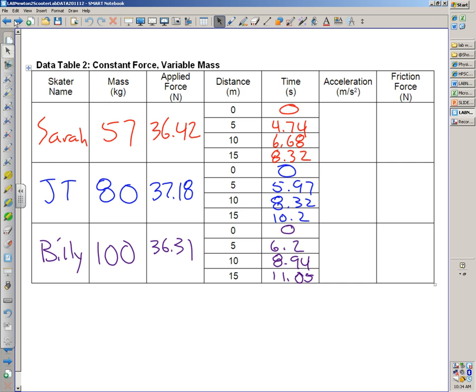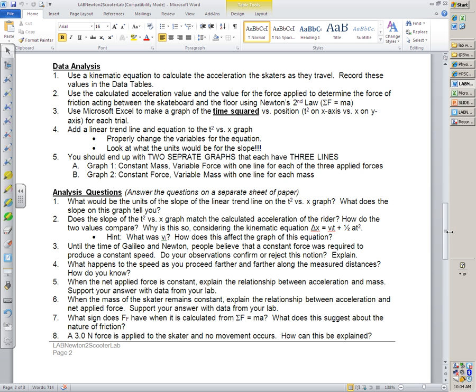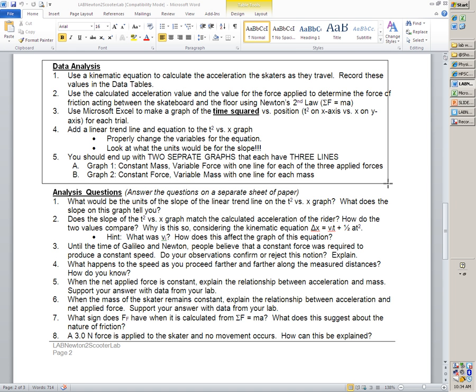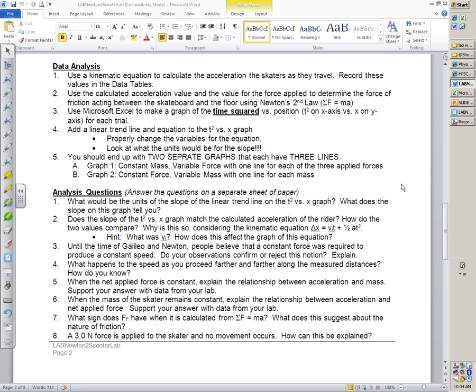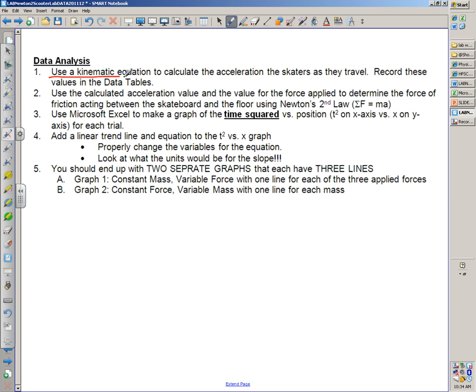Okay? So as far as the graphs go, I told you yesterday in class that you had to make for me 2 graphs. On each of those graphs, there will be 3 lines. So in the data analysis section, I believe that most of you used the kinematic equation to calculate the acceleration. Then used the calculated acceleration and Newton's second law to figure out the frictional force. I think most of you got through that part. Let's talk about the graphs.